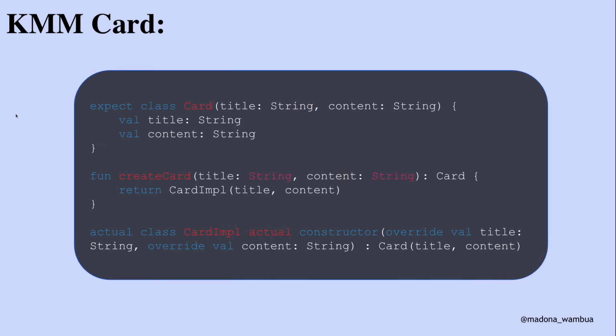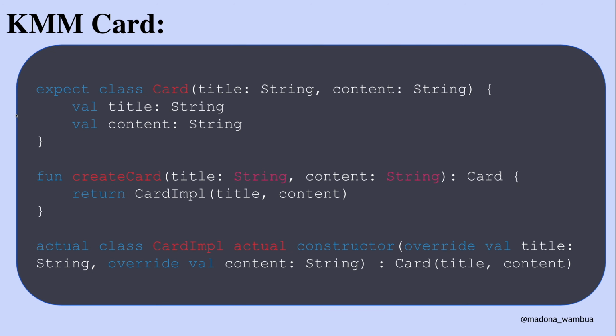In this example, the card interface, that is in KMM, is defined using the expect keyword. As you can see, we have expect, which indicates that it is a common interface that will be implemented differently on each platform. The card interface takes in a title and a content parameter, which can be used to specify the title and the content of the card. Now, the create card function is used to create a new instance of the card interface, and it returns an implementation of the card interface.